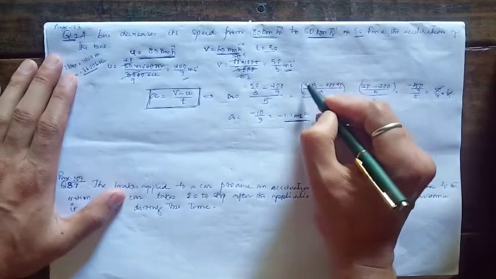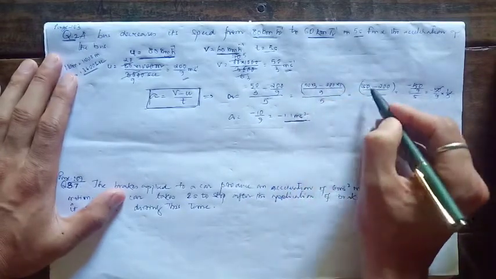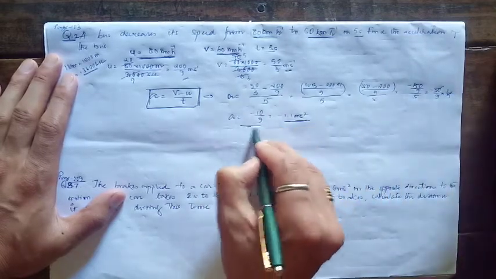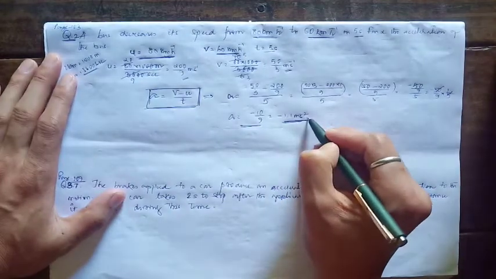Now this is a bit of a simplification. So taking LCM and simplifying, we will get the value like this. So this is our final value, minus 10 by 9. You simplify this, you'll get the value minus 1.1 meter per second square.